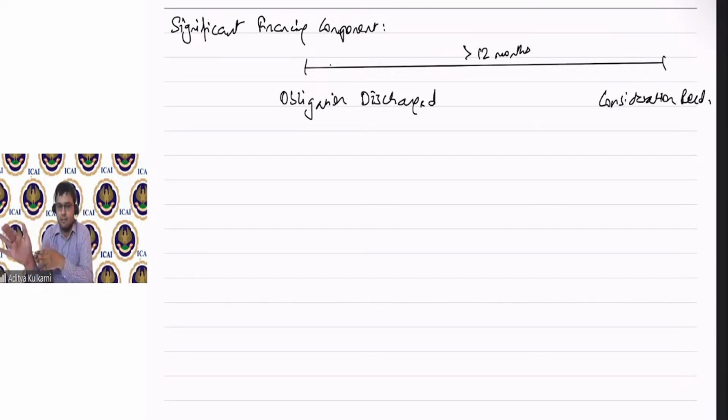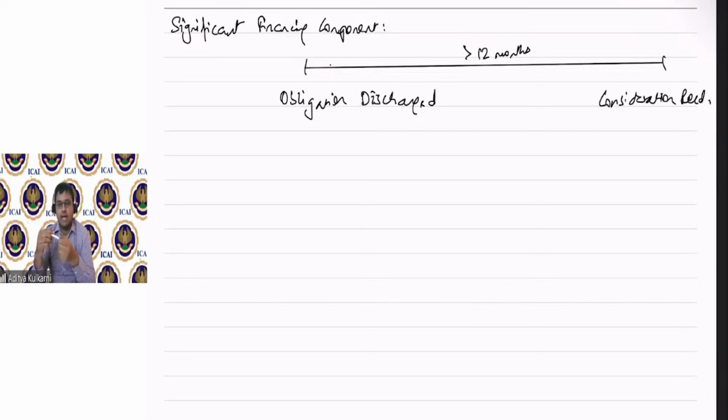The customer pays money first and then the seller discharges the obligation after more than 12 months. That is the case of customer financing the seller. Now, when the customer finances the seller, or the seller finances the customer, there is an inbuilt financing component in this arrangement.